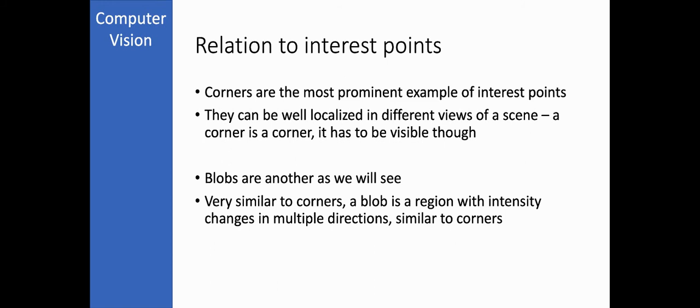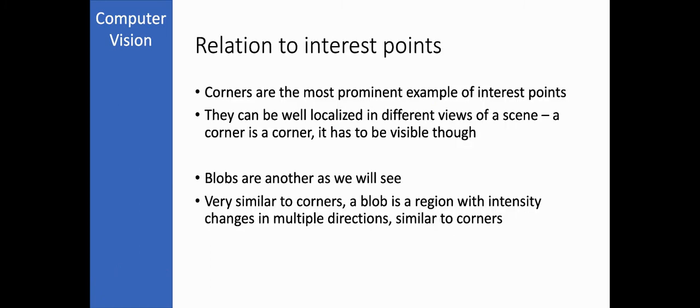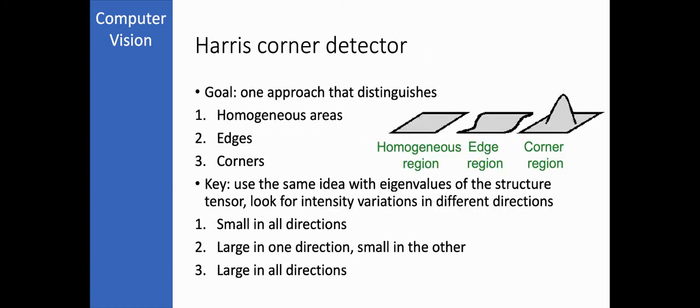Okay, so we've seen that by looking at the smallest eigenvalue, I see that the smallest eigenvalue is very large in the corners. Now turning it around and asking the question, how can I actually create an algorithm to detect corners? Well, I will use the same idea. And that will lead me to what's called the Harris corner detector. The goal here is I want one approach that is able to detect and distinguish homogeneous areas, edges, and corners.